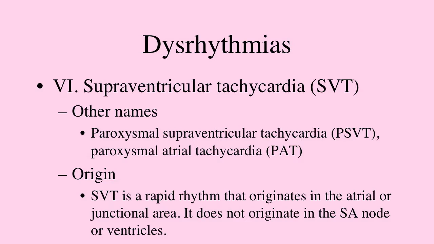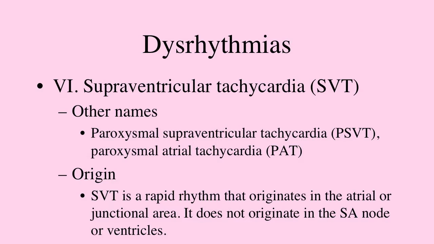The origin of SVT is it's a rapid rhythm that occurs in the atria or around the junctional area, but not in the SA node. If you have a rapid rhythm in the SA node, that's sinus tachycardia. That's different. So it's out of the SA node, and we've studied sinus tachycardia. Not in the ventricles. That would actually be called ventricular tachycardia. We'll be looking at that in a few minutes. But SVT is something that originates outside of the SA node, but above the ventricles.